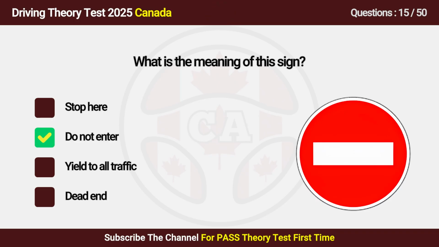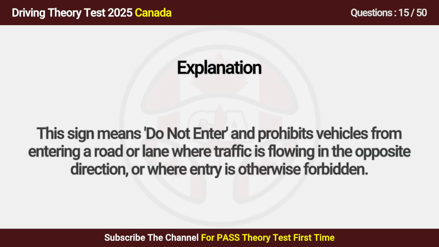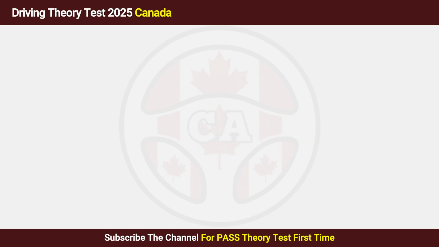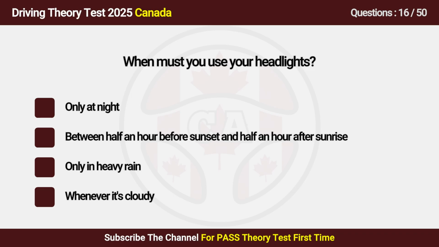Answer is B. Do not enter. This sign means do not enter and prohibits vehicles from entering a road or lane where traffic is flowing in the opposite direction, or where entry is otherwise forbidden. Question 16. When must you use your headlights?